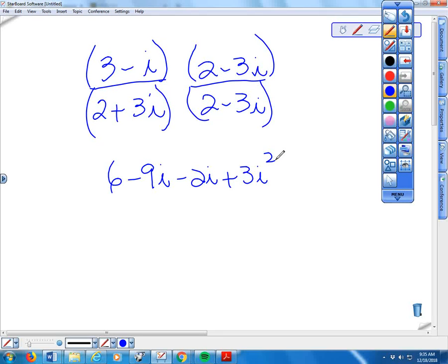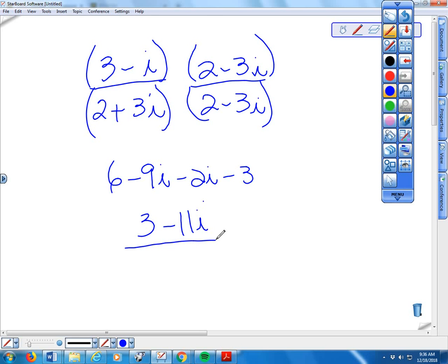3 times 2 is 6. 3 times negative 3i is negative 9i. Negative i times 2 is negative 2i. Negative i times negative 3i is positive 3i squared, so it's negative 3. This can go away, that becomes negative. Now I'm going to combine my like terms. 6 minus 3 is 3, minus 11i.